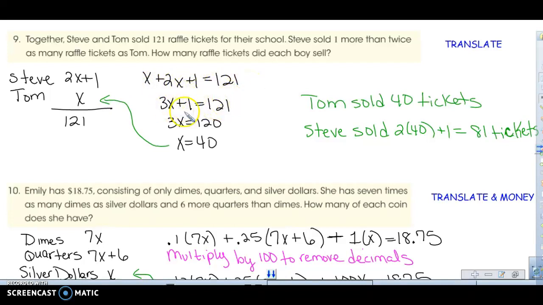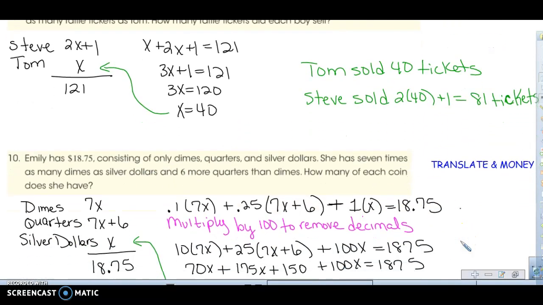We then solve for X. Coming up with X equal 40, we realize that 40 represented Tom. So we can say Tom sold 40 tickets. Steve, remember, sold one more than twice that. So 2 times 40 plus 1 would give us 81 tickets for Steve.